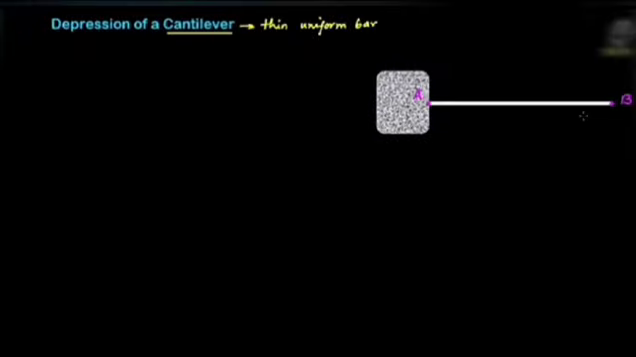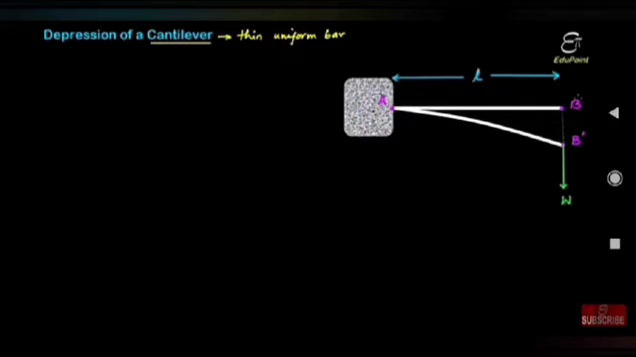Our next goal is to find the expression for depression of a cantilever. Consider the cantilever shown here. One end of the cantilever is fixed at point A and the other end is free initially. Let that point be B. When the free end is loaded by a load W, the cantilever bends and reaches B dash. Let L be the length of the cantilever.